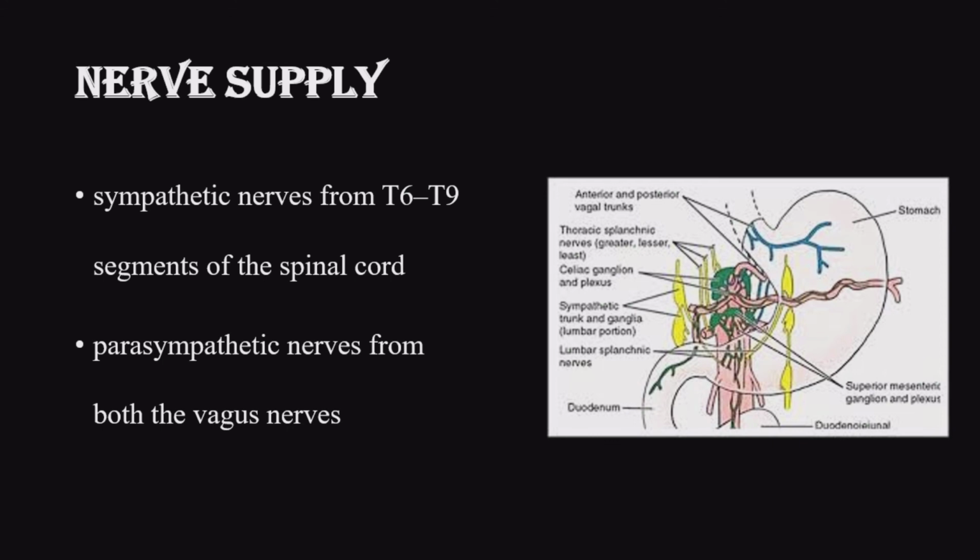Nerve supply. Sympathetic nerves from the thoracic 9th and 10th spinal segments and parasympathetic nerves from the vagus pass through the celiac plexus and reach the duodenum along its arteries.